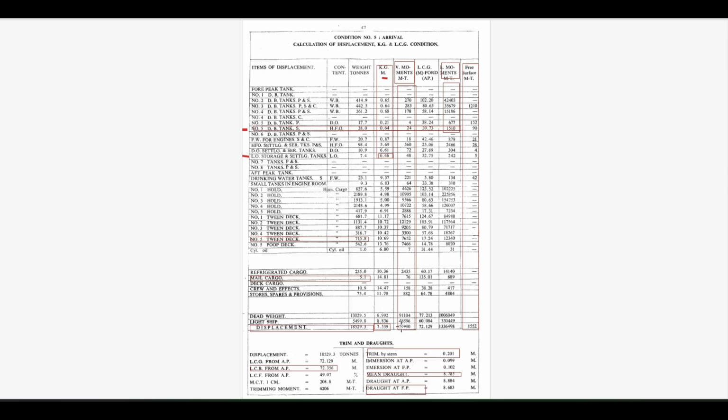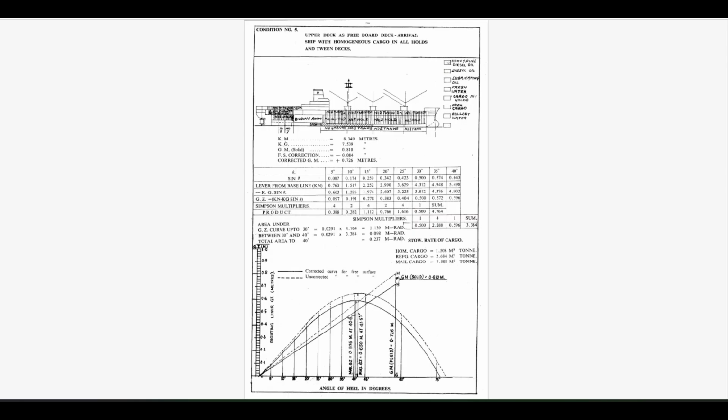After that we need to know free surface correction. So free surface correction is given on the next page. In the booklet it's given on the right side. So this is the free surface correction given here. The free surface correction is minus 0.084 meters. And above that they have given also km, kg, gm solid and corrected gm, that is gm fluid. So for calculation we have to use this one. This is corrected gm, that is gm fluid.